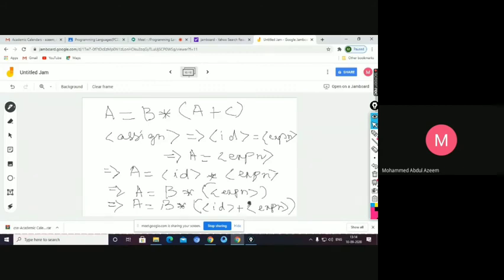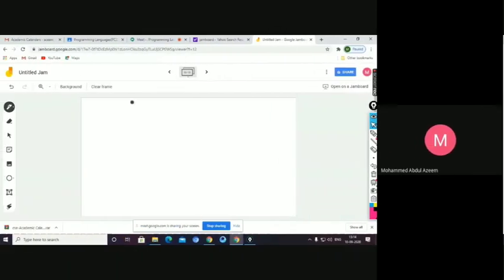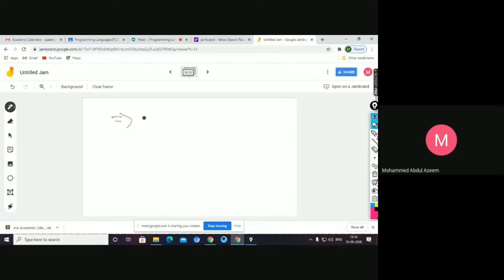ID plus expression. Is it clear to all of you? Now I move on to the next slide if you have noted down. So now A equal to, so far what we have got, A equal to B plus, B into, within brackets. When I have expanded expression into ID plus expression, in place of ID I can take A, because my statement is A equal to B into A plus C. So I got A in place of ID.